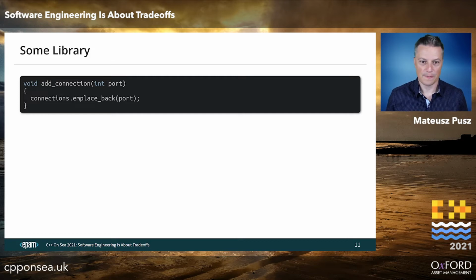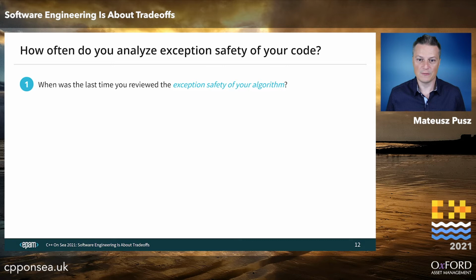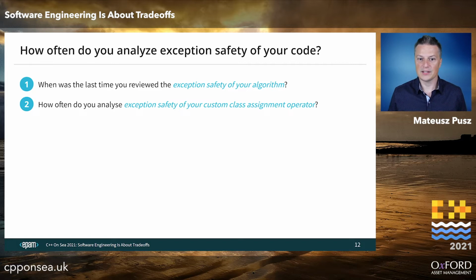And now I have a question for you. Probably you are aware of exception safety guarantees, right? Most of the people I talk to are aware of it. But how often do you analyze the exception safety of the code you have just written? When was the last time you reviewed the exception safety of an algorithm written by you? How often do you analyze the exception safety of your custom class assignment operator, for example?